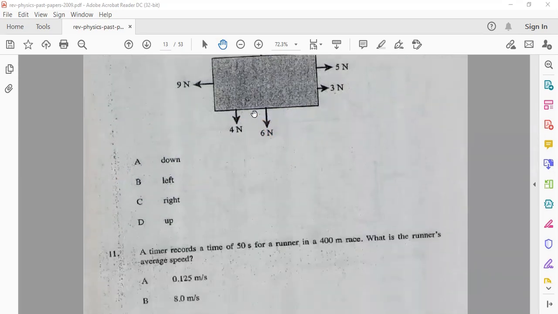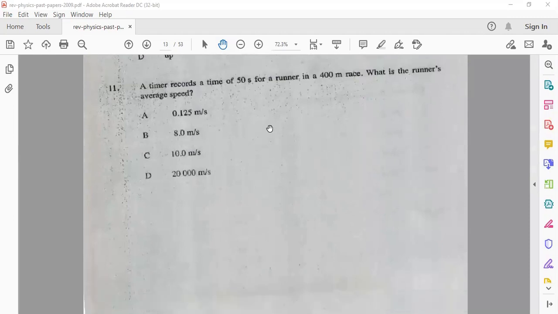All right, let's look at number 11. A timer records a time of 50 seconds for a runner in a 400-meter race. What is the runner's average speed? Okay, so we're looking for a relationship. We want to recall a relationship between time, distance, and average speed. Well, we know that one. That is speed is equal to distance over time.